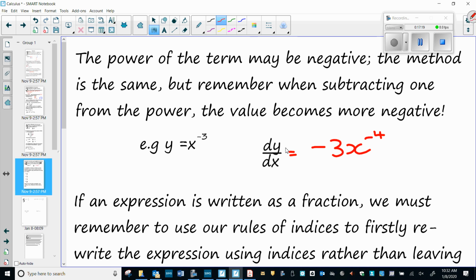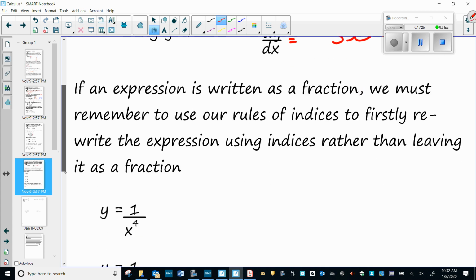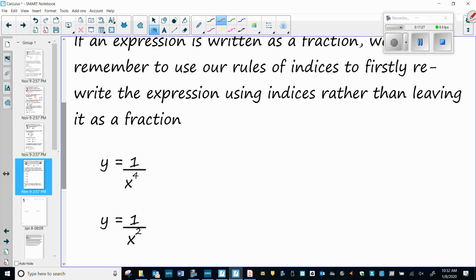The challenging thing comes in that it's not always going to be written like this. Okay? It may well be written like this. So if it's written as a fraction, you need to deal with it first of all. Now this is going back to laws of indices that we've done in the past. If you've got y is equal to 1 over x to the power 4, that would be rewritten as what?